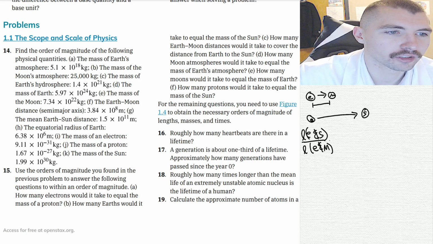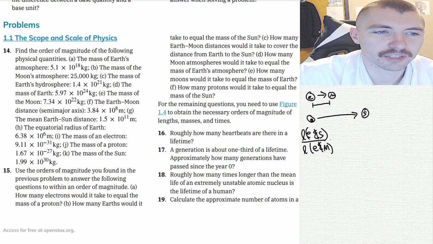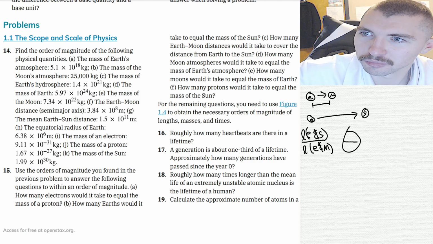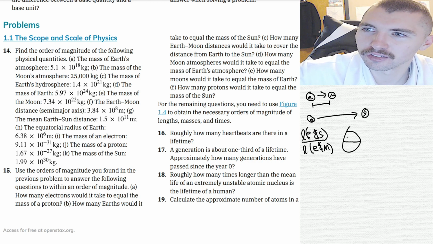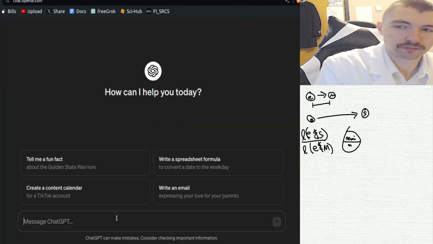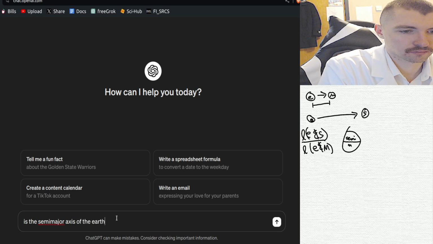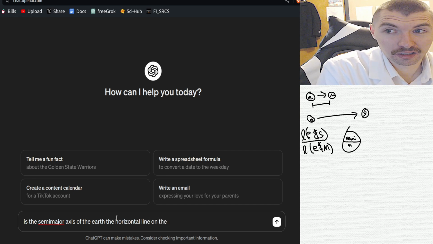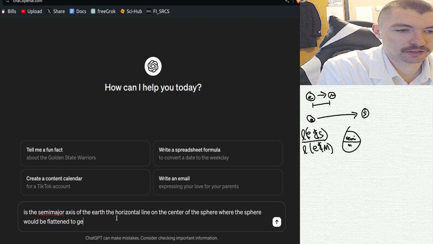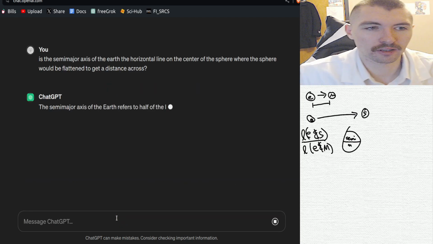So Earth-Moon distance, we have Earth-Moon distance. I think the semi-major axis is, okay, so I think the semi-major, it would be this line. Assuming like if we flattened the Earth, I think this is a semi-major. But let me double check. The horizontal line on the, what is that called? On the center of the sphere, where the sphere is flattened, we get the distance across. So is that what I'm talking about?